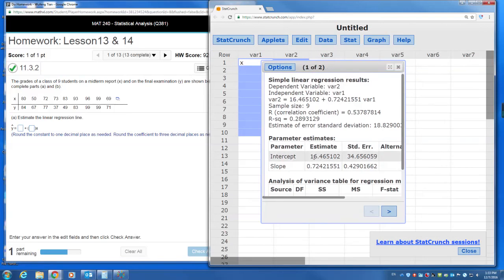I give you the intercept is 16.46, round to 1 decimal, so you get 16.5. Actually it's 5, I think he will accept it anyway. So the slope is 0.724.